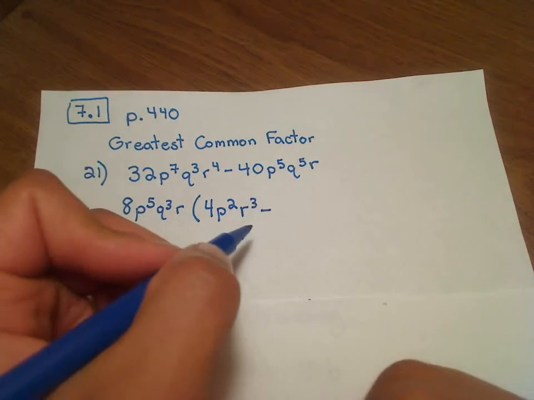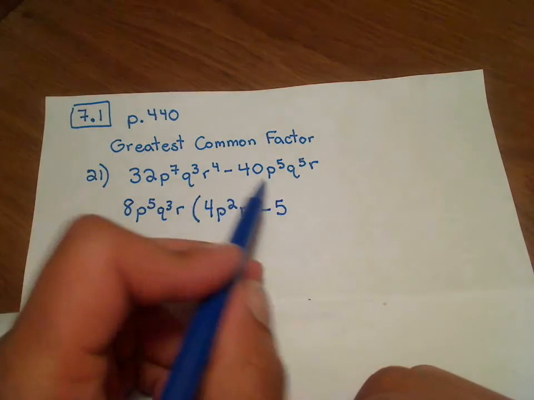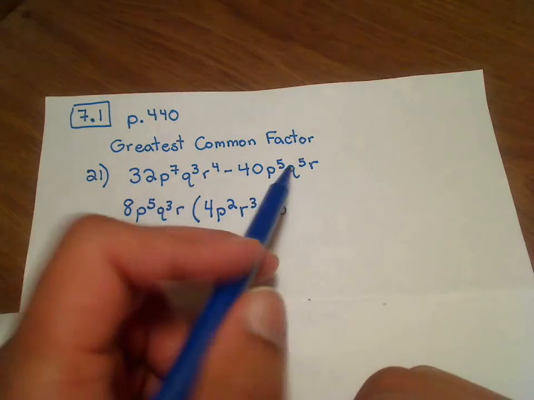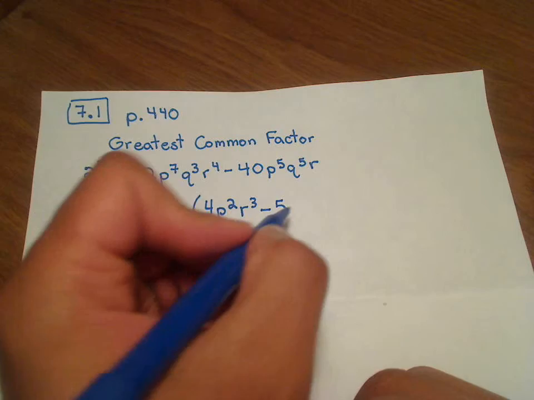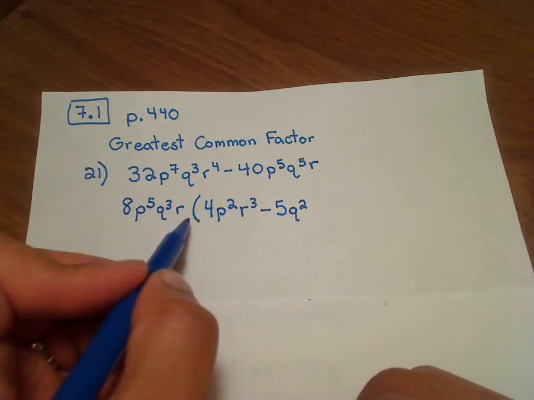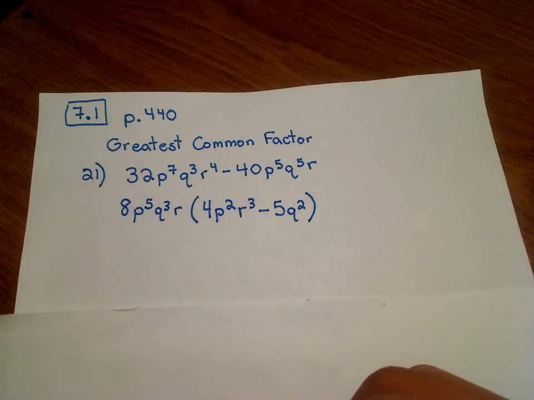Now for the second term, we factored out 8, so we're left with 5. We factored out p to the 5th, so there's nothing there. We factored out q to the 3rd, so we're left with q to the 2nd. And we factored out an r, so there's nothing left. And that becomes my final answer.